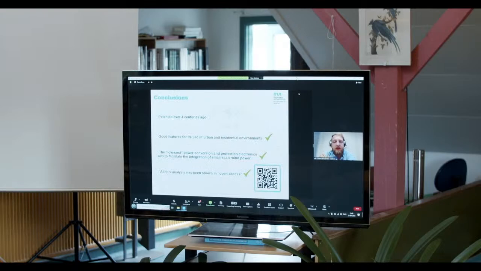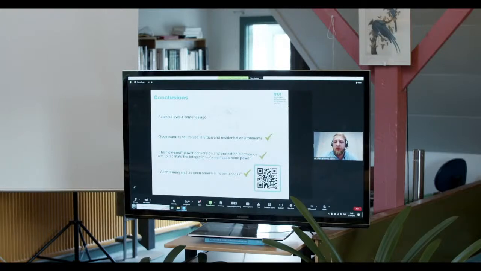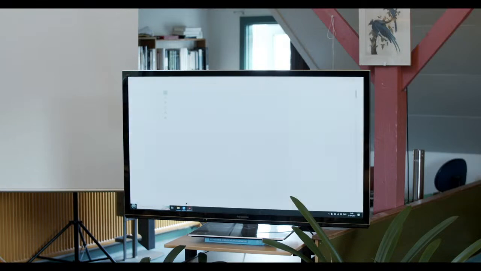Okay, so let's conclude this. This wind turbine was patented more than 400 years ago, in 1606, as Kristian mentioned before, and it still has pretty good features for use in urban and residential environments, as said before, because no bird will die, and even the screw blades cannot be seen, which is also pretty important for some people.